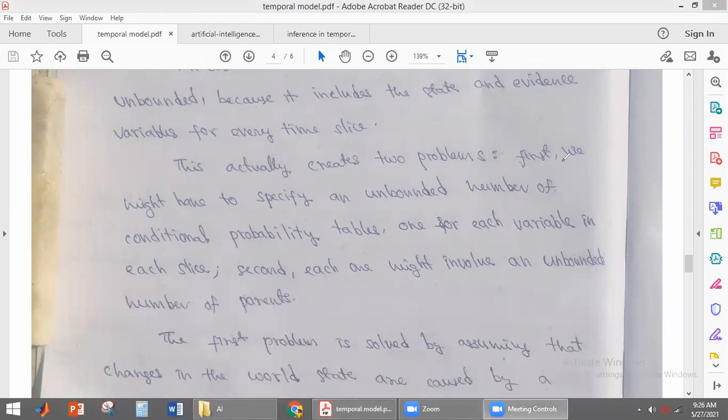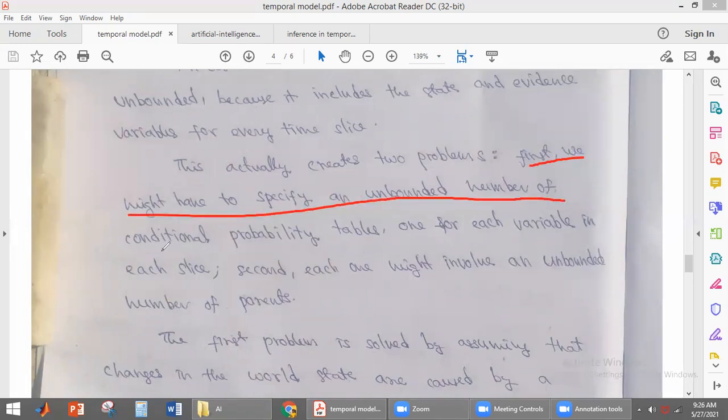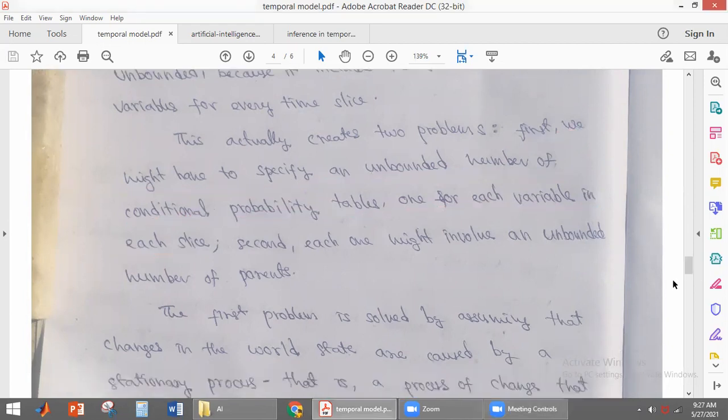We are getting two types of problems here. The first one is that because the variables are infinite, the conditional probability table is also unbounded. What is this conditional probability table? We have to define it for each variable in each slice. Whenever we are drawing the network, we have to write the conditional probability for each and every variable in the network. Since we have infinite number of variables, because in each and every slice we are measuring the variables, the conditional probability will also be infinite. That is the first problem.